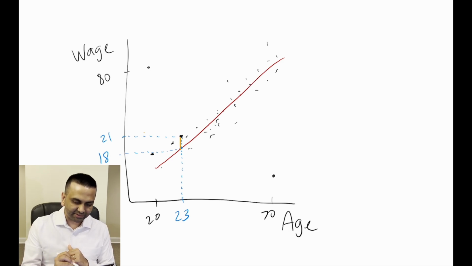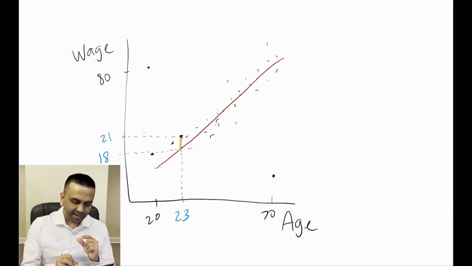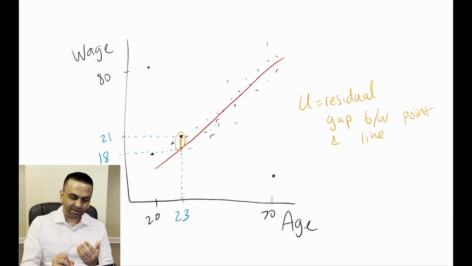So this $3 gap, the fact that, again, not every point is on the line, they're a little bit off, that gap is called the residual. So the usual notation for that is U. So U is the residual, and really what it is, it's just the gap between the point and the line. And so clearly every person here has a residual. Some are positive, some are negative. If you're above the line, then you have a positive residual. If you're below the line, you have a negative residual.